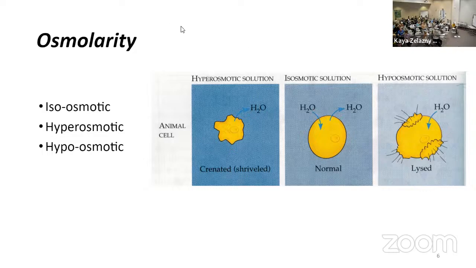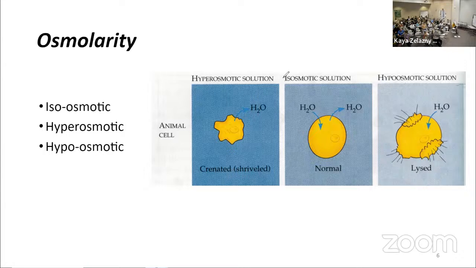Okay, so if we describe a solution as isoosmotic, we're going to do this middle one first. In an isoosmotic solution, this means we have the same osmolarity inside our cell as outside our cell. So that iso is for the same, identical. So you can see that anytime we have water come into the cell, we also have water leave the cell. So everything just stays the same, stays normal in an isoosmotic solution.